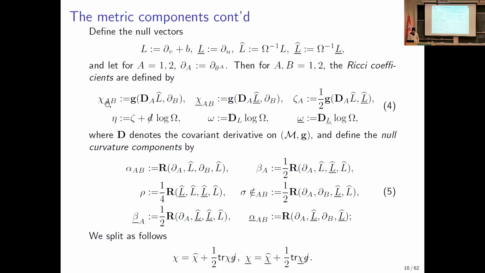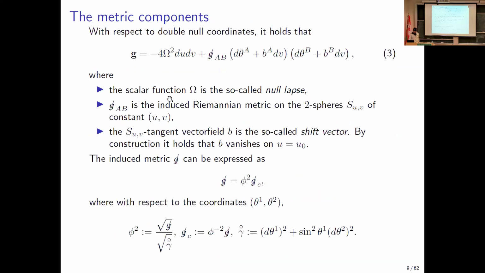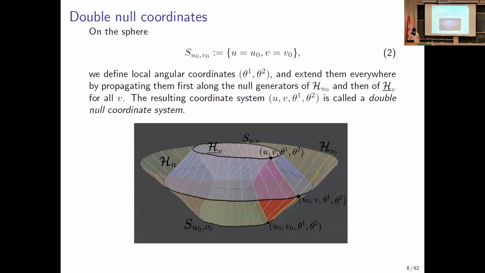So the second fundamental form in the outgoing direction is this one. The second fundamental form in the incoming direction is this one. You see, we differentiate the outgoing vector in the angular direction, and we project it in the angular direction. So basically, this is telling you how the sections change when you move them along the respective null hypersurfaces.